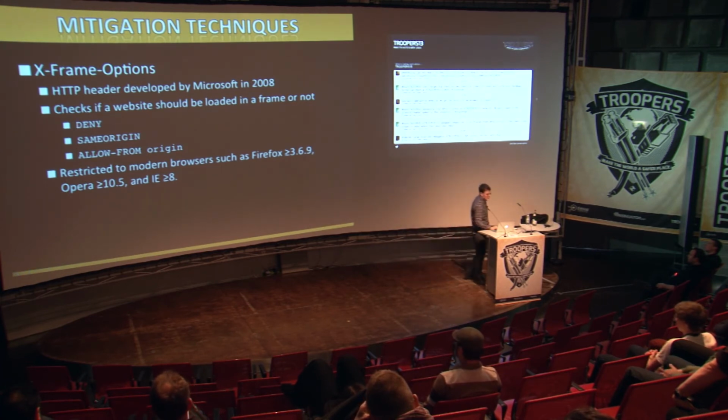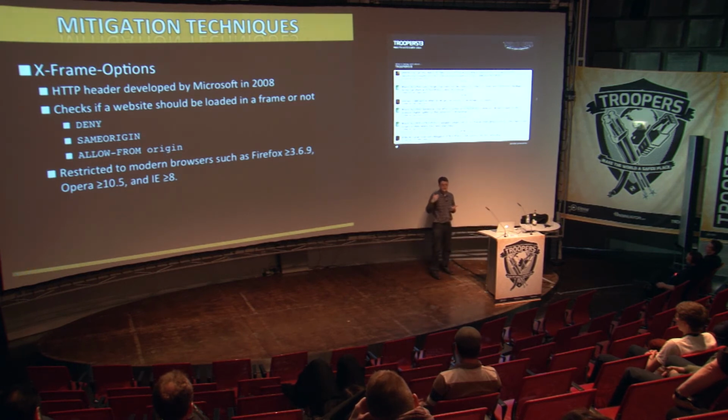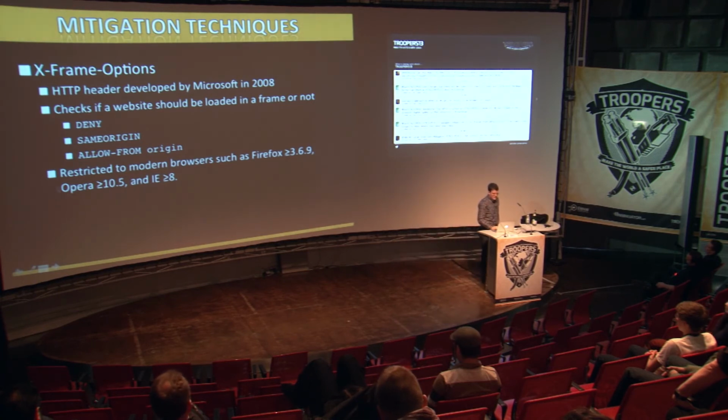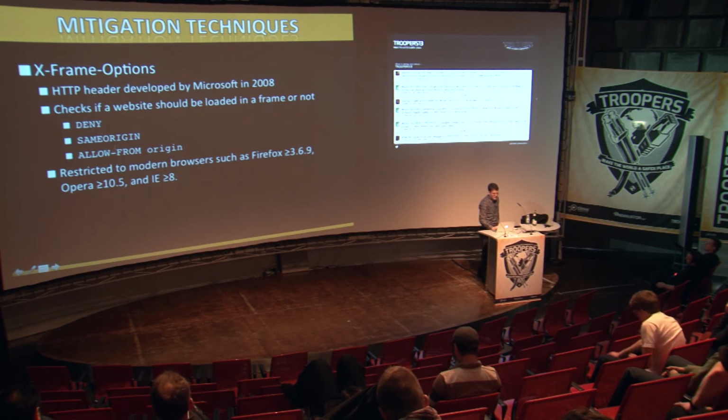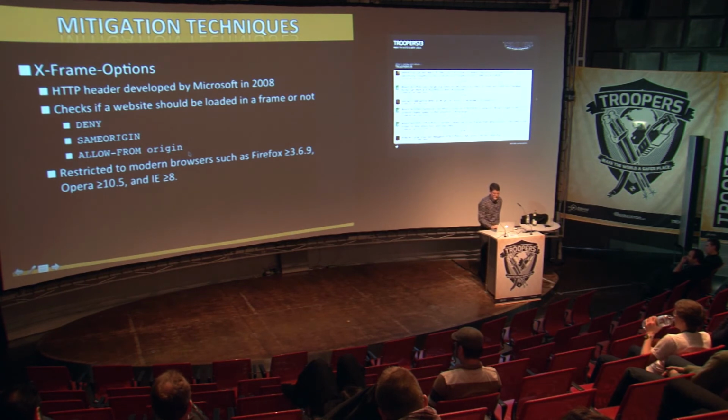Yeah? And allow-from origin can be used to define a valid URL where the origin is, and then we can say, for example, google.com should be allowed to frame google.de. So this will work if google.de has this header, so X-Frame-Options: ALLOW-FROM http://google.com. Yeah? If we are google.de.